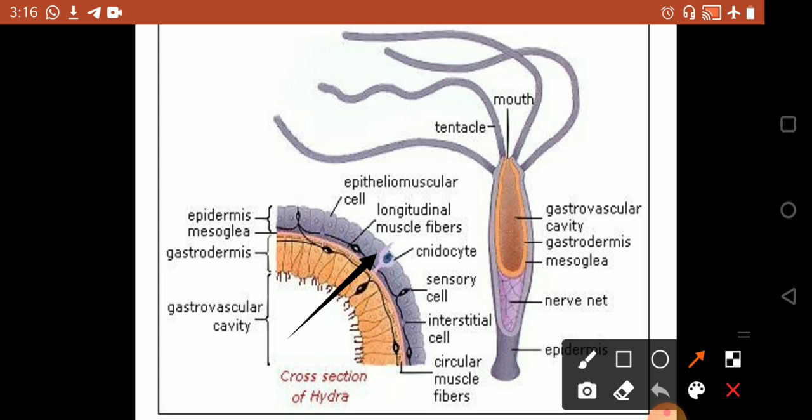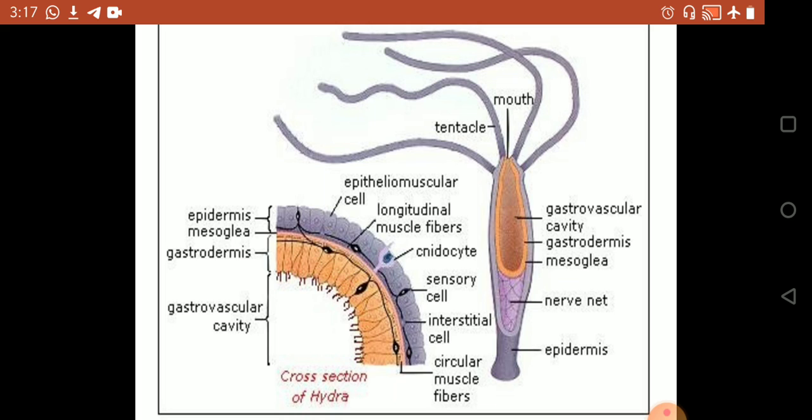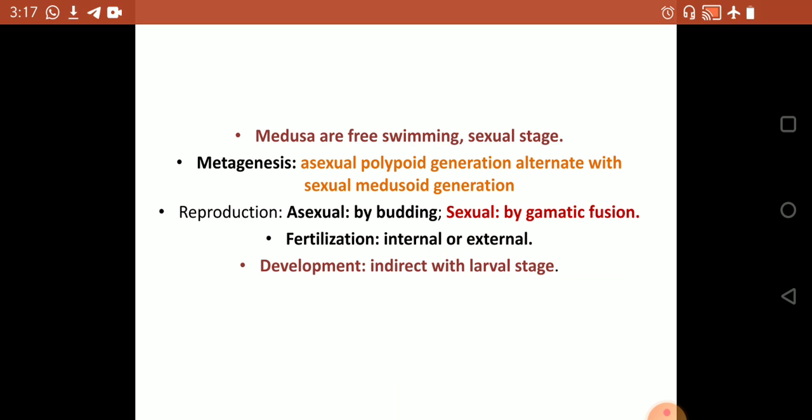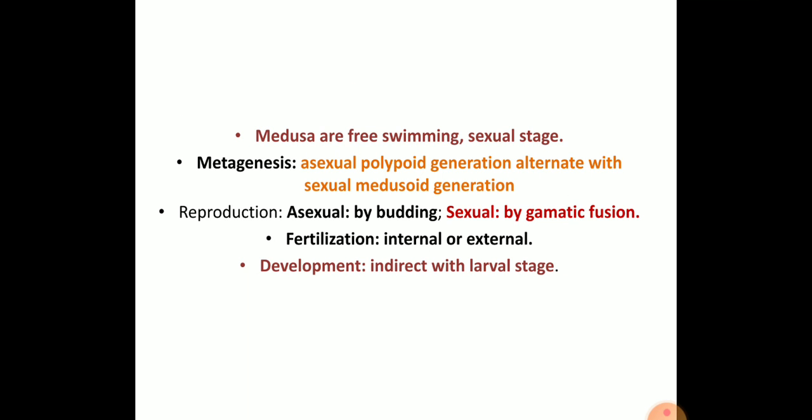These are the cnidocyte cells, which are present on the surface of the animal and help in paralyzing the prey. As I said, these are all the tentacles. You can see numerous tentacles. It has different types of cells which help in paralyzing the prey. As I said, medusa are free living and free swimming.